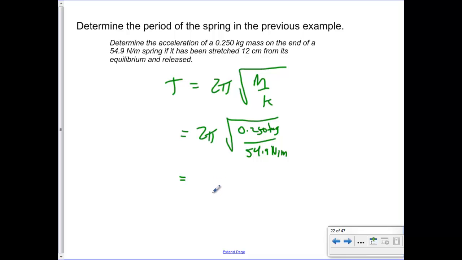Anybody get an answer? 0.424. Anybody else? 0.424? Well, what are the units? That goes back to our first lesson yesterday. T is period. Period is always measured in seconds. So 0.424 seconds. That 12 centimeters there, I didn't use that number. So that's how many seconds it should take for this spring to go there, back, and there. That's how long it would take. Does that make sense?